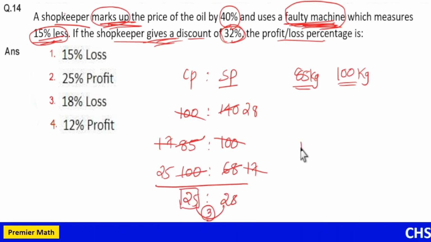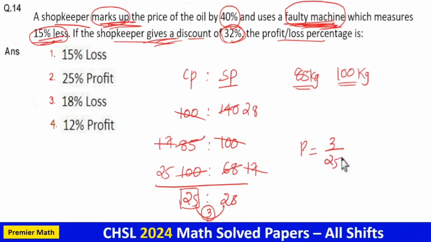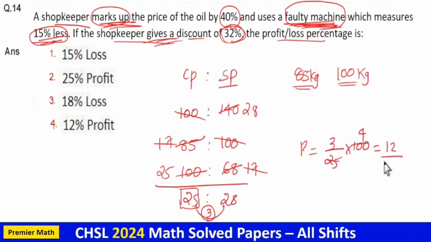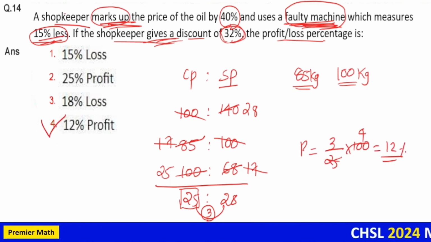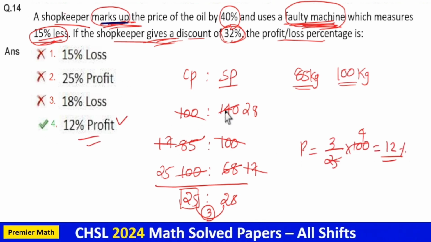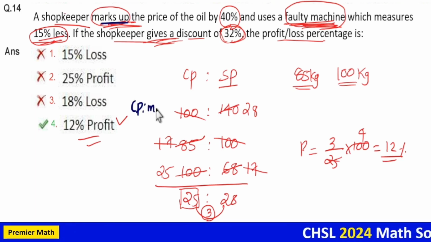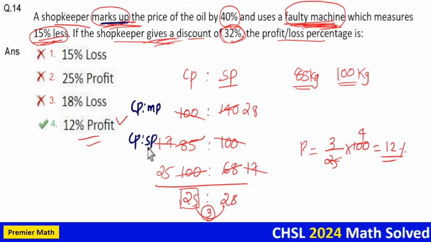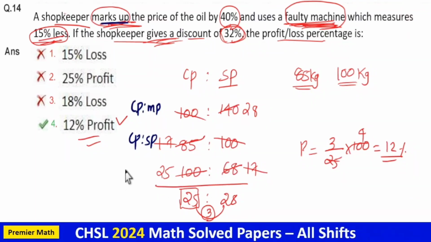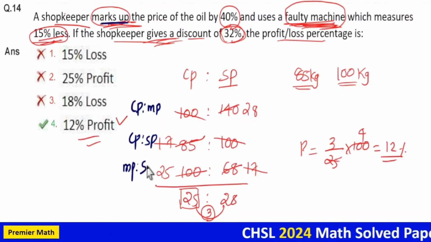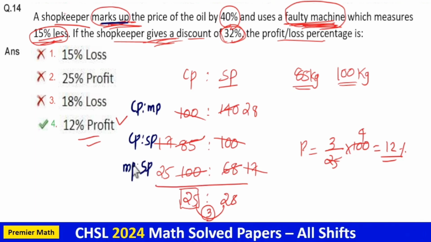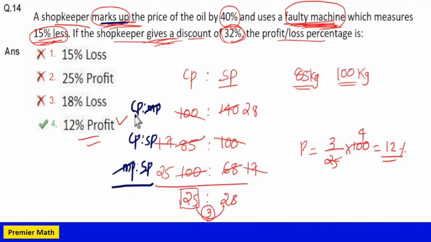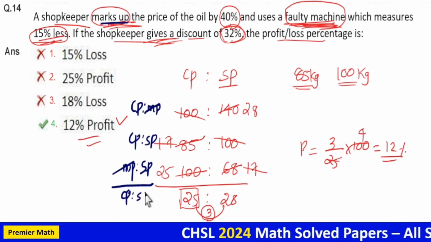So profit is equal to 3 out of 25 into 100. 25 goes 4 times in 100. So 3 into 4, 12% is the profit. Option 4 is your answer. Here this is 100:140, which means cost price and mark price. Now 85:100 means cost price and sell price. Now 100:68 means mark price and sell price, because the discount is on this mark price. Here the mark price cancels. Remaining is the cost price and sell price ratio.